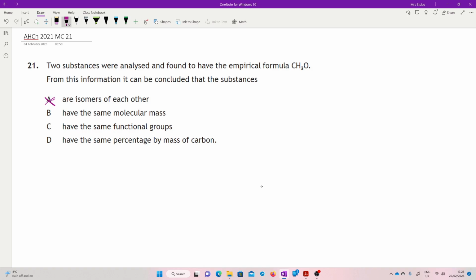Have the same molecular mass? Exactly the same argument as with the isomers. You don't know if they are actually exactly the same or if they're just multiples, so not the same molecular mass. Have the same functional groups? No, because you don't know how it's set up. They could be isomers of the groups, like an alcohol and an ether. It's quite possible with that kind of formula. So no. Have the same percentage mass of carbon? Definitely, because this is the ratio that you've got down to, so that percentage for carbon will be the same.